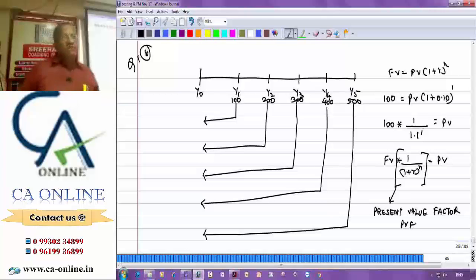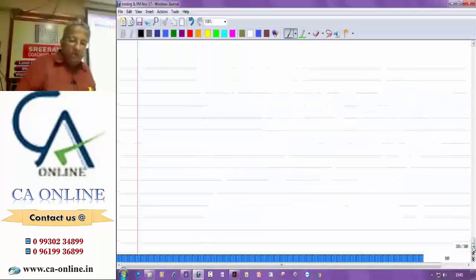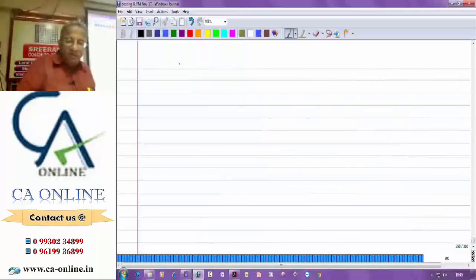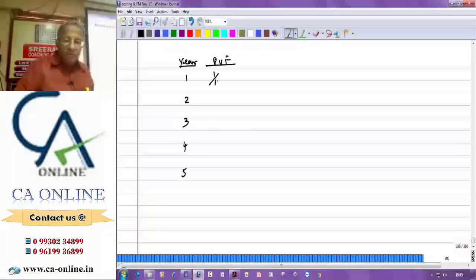Okay. The compounding factor will be in the numerator. If that number is pushed into the denominator, then you call that the PV factor, that is, the present value factor. So now what will we be doing? Diagrammatically what I have presented, now I will put it here. Year number 1, 2, 3, 4, 5. PV factor 1 divided by 1.1 to the power 1, 0.9091. 1 divided by 1.1 to the power 2.